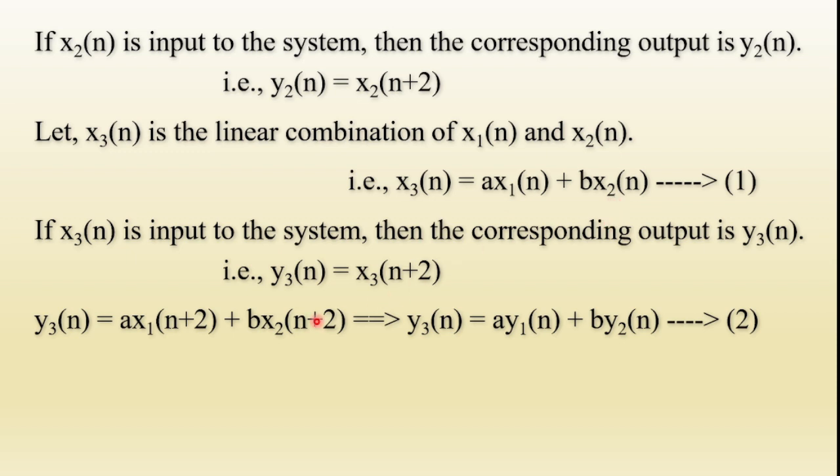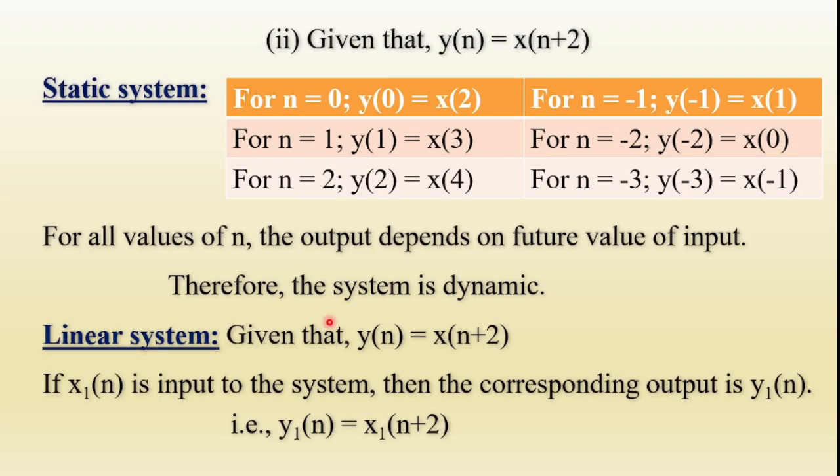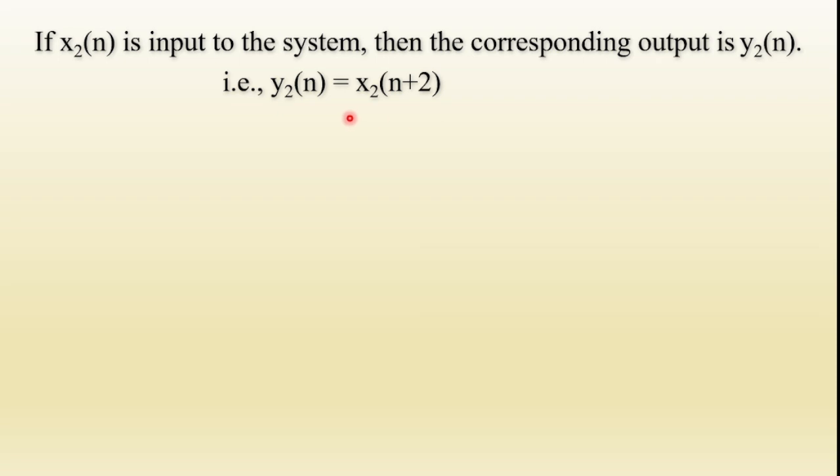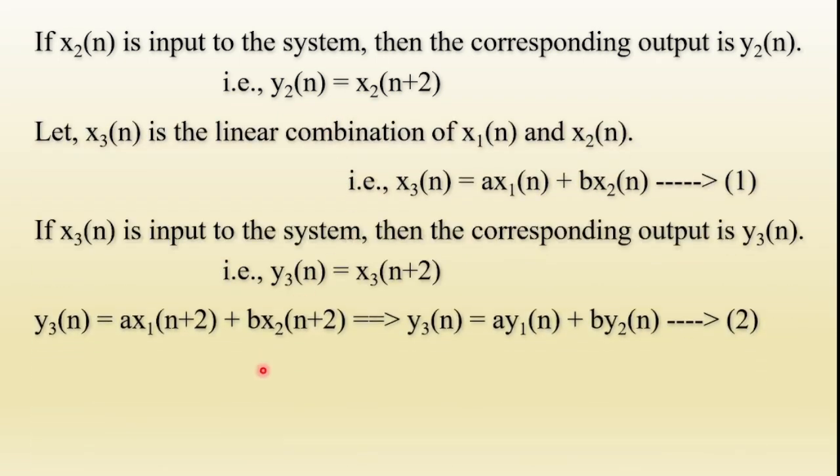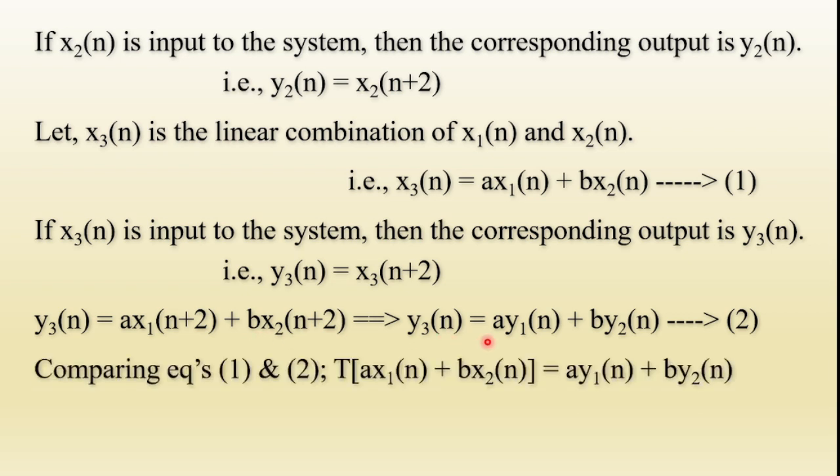But x1 of n plus 2 is y1 of n, x2 of n plus 2 is y2 of n. So y3 of n is equal to a y1 of n plus b y2 of n. So now comparing equation 1 and equation 2, we get transformation of a x1 of n plus b x2 of n is equal to a y1 of n plus b y2 of n. So linearity property condition is satisfied here. Hence the given system is linear system.